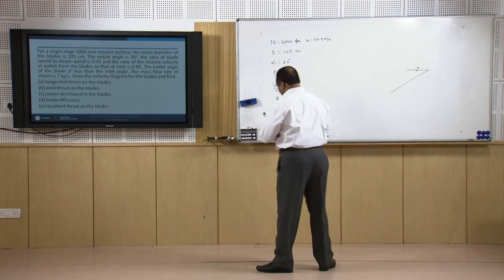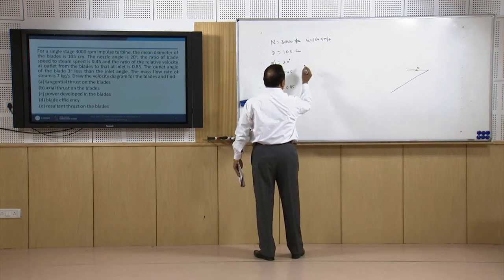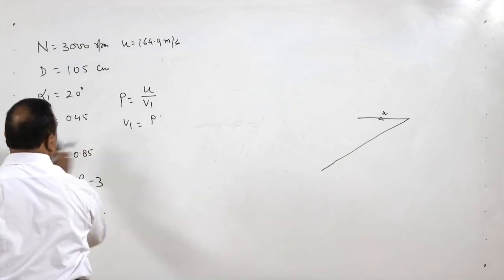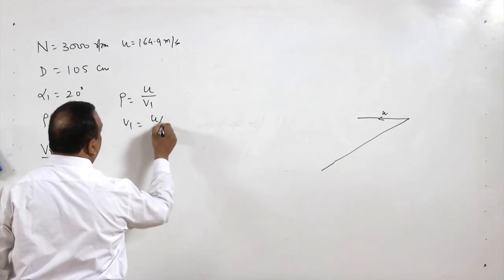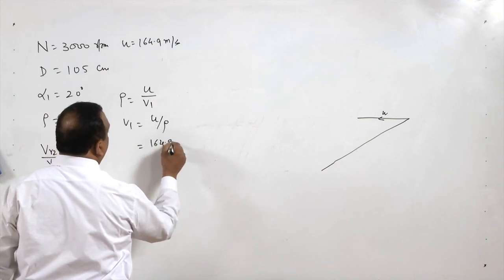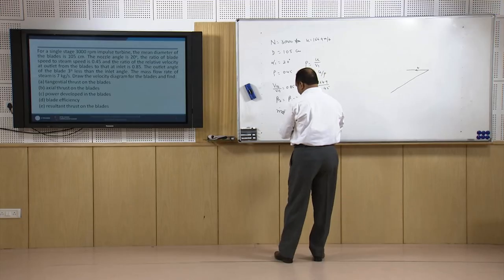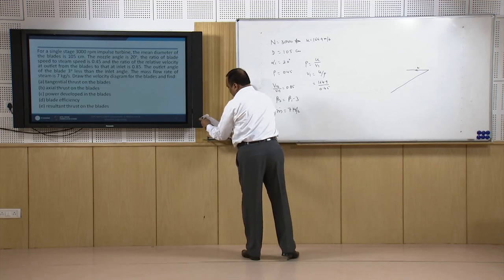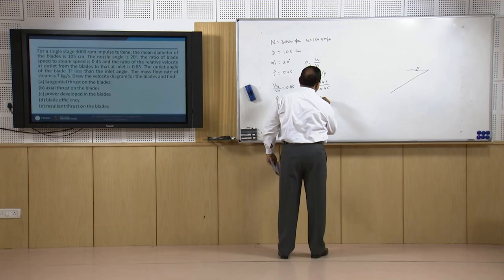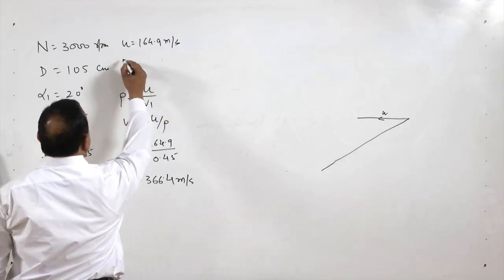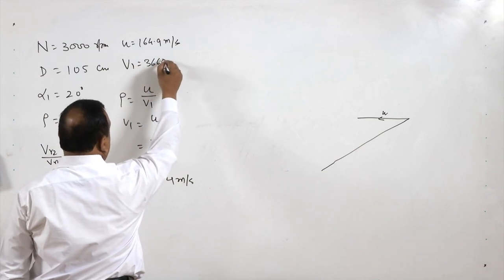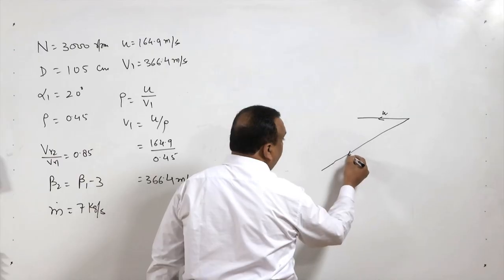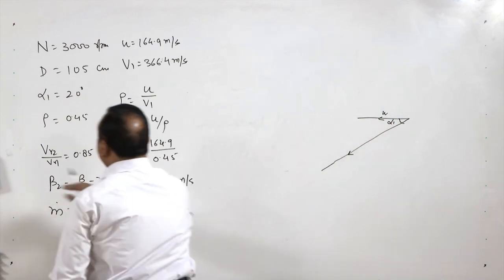V1. V1 is not given, okay, but we have the value of rho. Rho is equal to u by V1. So, V1 is equal to u by rho, and that is 164.9 divided by 0.45. It is 366.4 meters per second. So, V1 also we can note it down, 366.4 meters per second. Now, we have the value of absolute velocity of steam which is entering the blade. This is nozzle inlet angle alpha 1, and alpha 1 is given here as 20 degree.